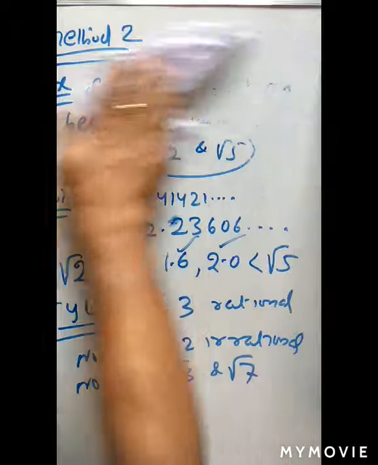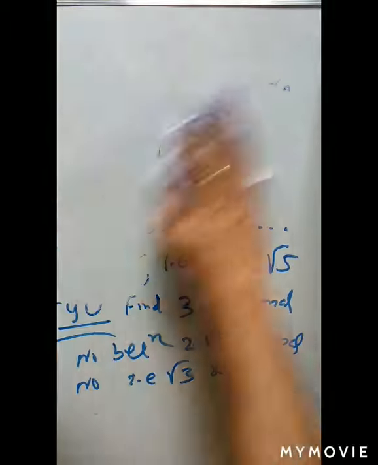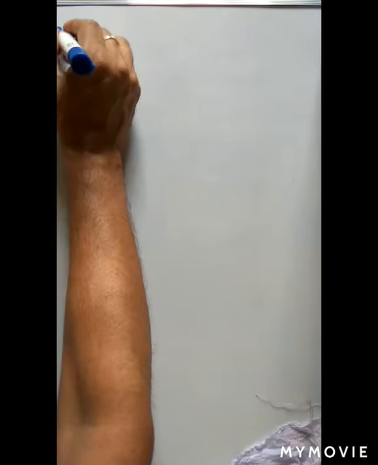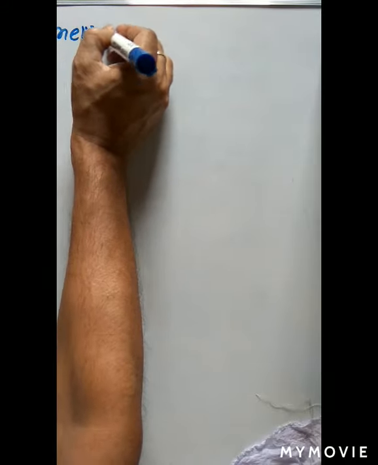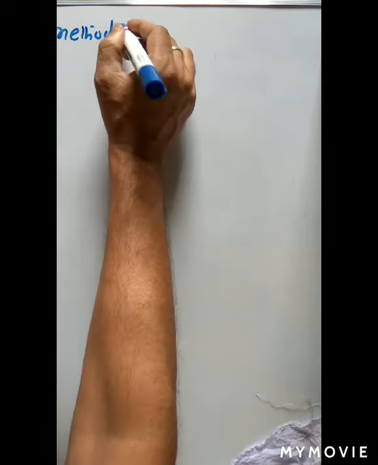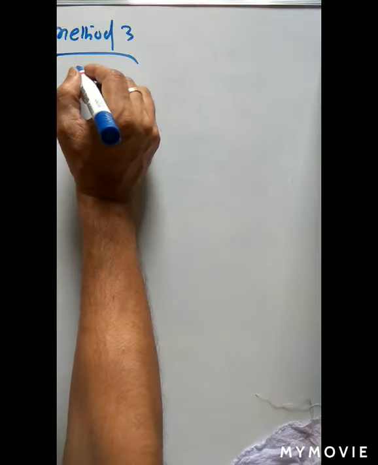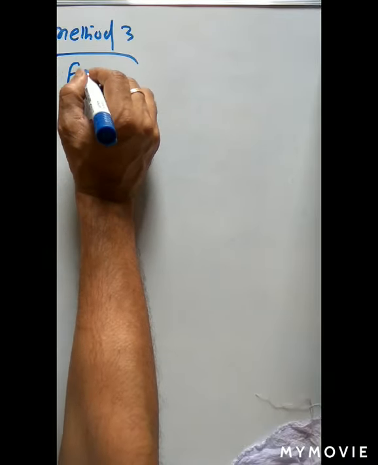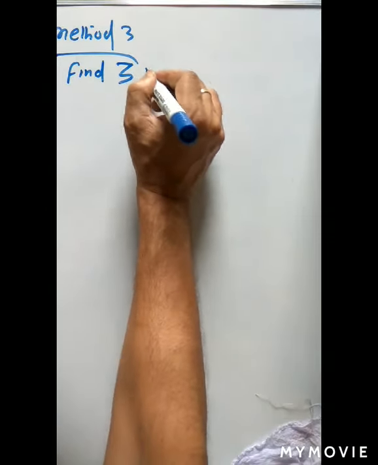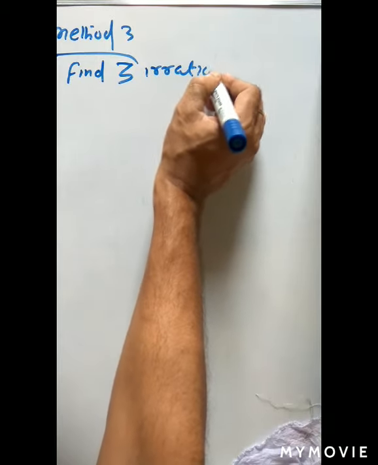So now, method 3. I think you must be following everything. So whatever homework I am giving, try to do it immediately after watching this video lecture. So this is method 3. Now you have to find 3 irrational numbers.